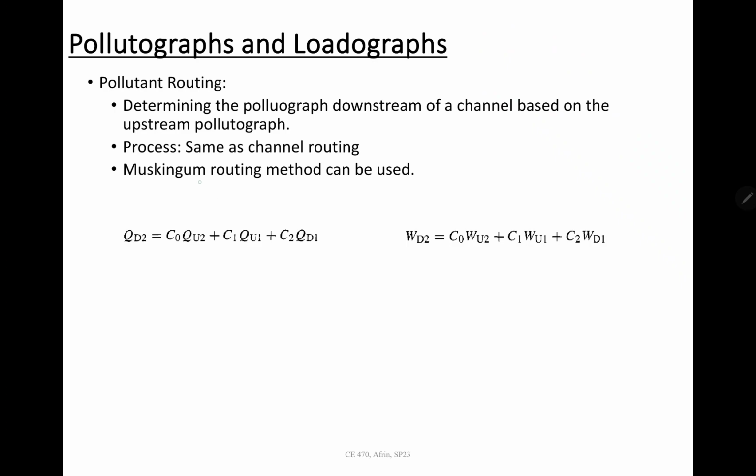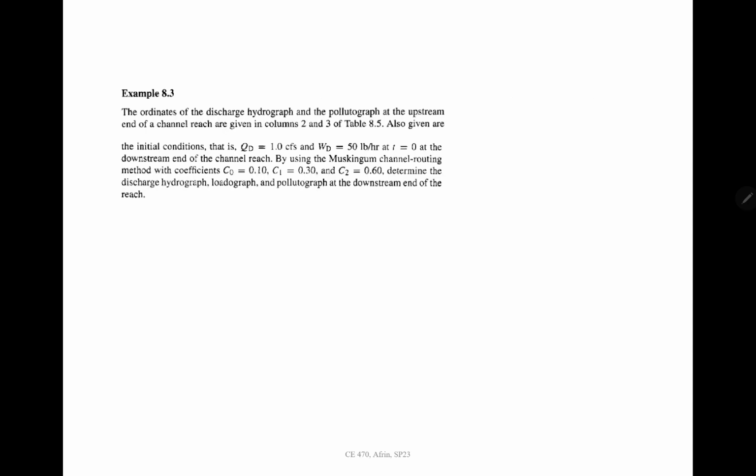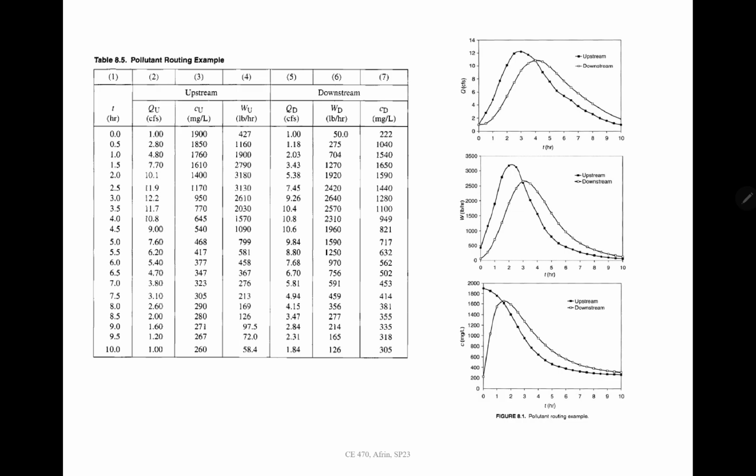So using the Muskingum routing method, we can use the same method to do the routing. I'm not going into that much detail, but I would like to show you one example from your textbook, example 8.3. From the upstream, they found out the concentration and load at the downstream at different points. You can see that was the Q, that was the W, that was the C. Okay, so that one is the lodograph, this one is the pollutograph, and you can see how they vary with time between downstream and upstream.